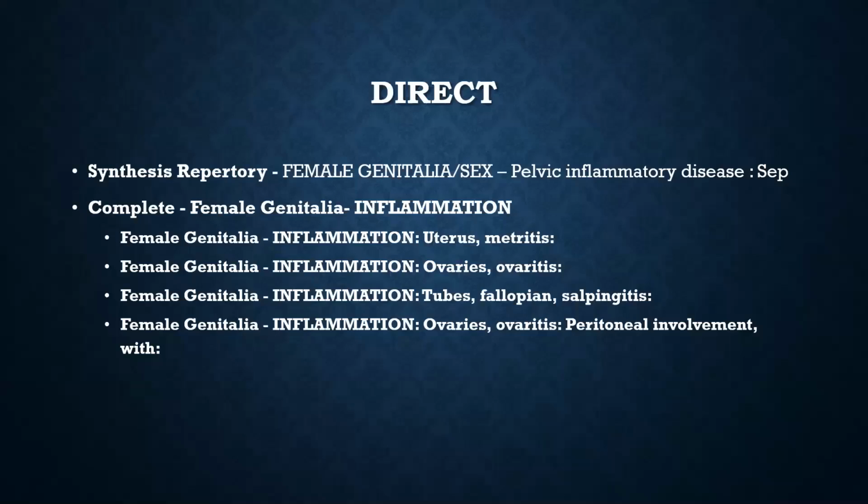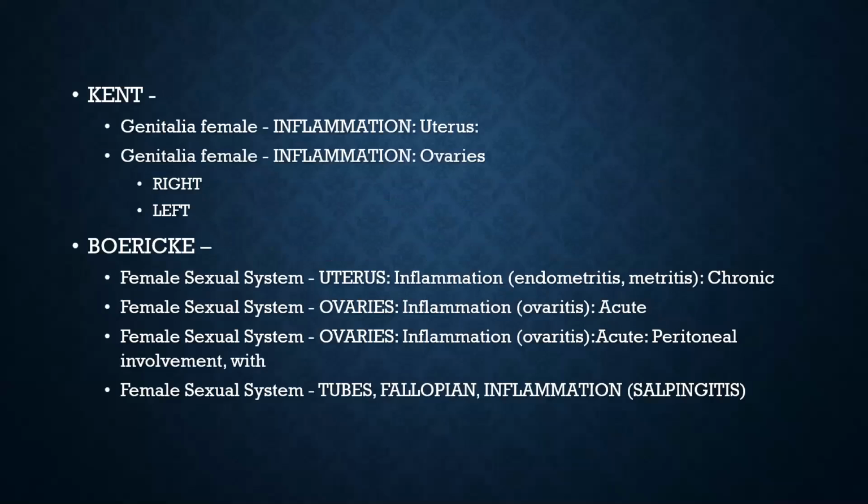Under the chapter female genitalia, we'll go to inflammation. Under inflammation, we have uterus, metritis. We have ovaries, ovaritis. We have tubes, fallopian, salpingitis. We have ovaries, ovaritis with peritoneal involvement. We have already said the pelvic peritoneum will be involved in case of PID. So these are the few definite rubrics which you can take. The other, Kent, inflammation uterus, is a broad one. Again, genitalia female, inflammation ovaries, right and left, again a broad and general one.